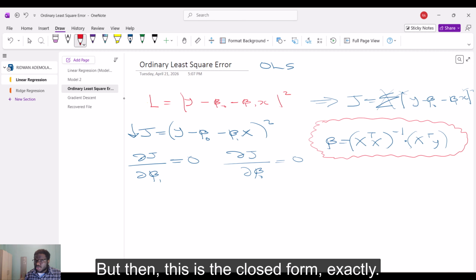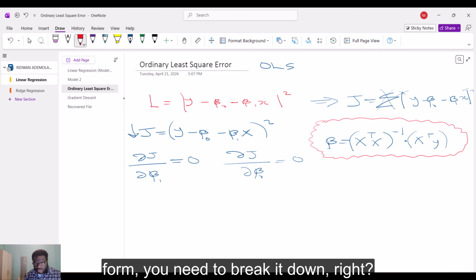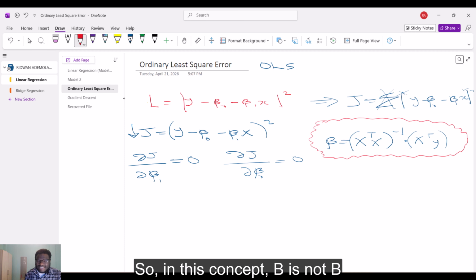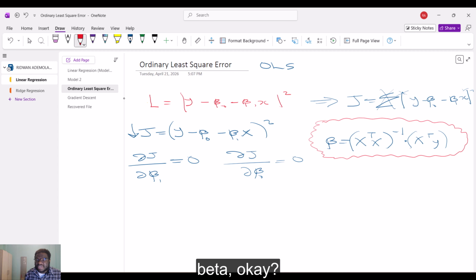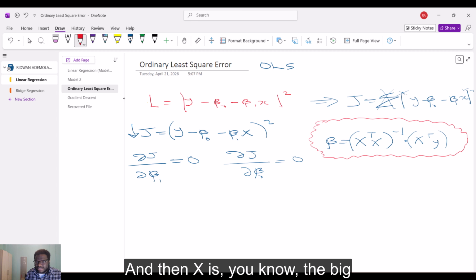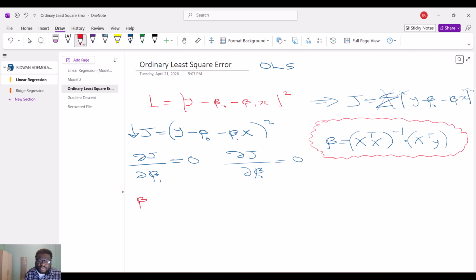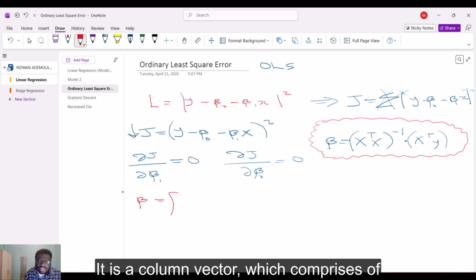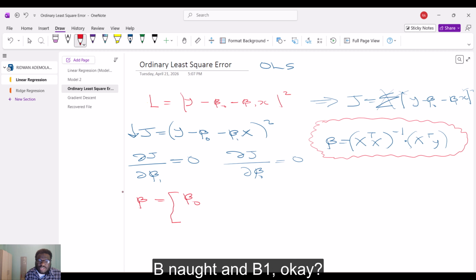But this is the closed form, exactly. When you say something is a closed form, you need to break it down. In this concept, B is not B naught, it is not B1, it is simply beta. And then X is the big X. So if I break this down, the B that we have here is a vector. It is a column vector which comprises B naught and B1.